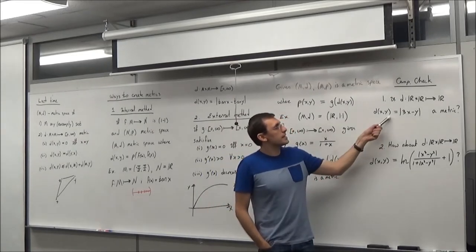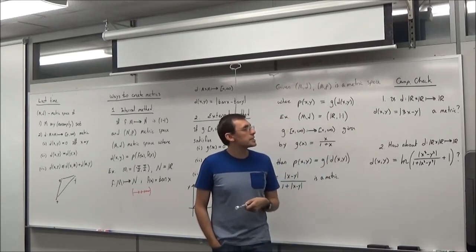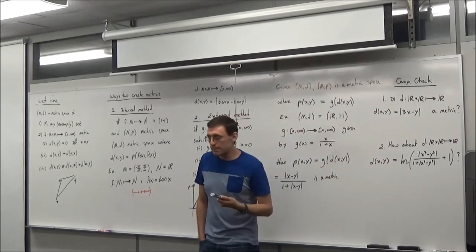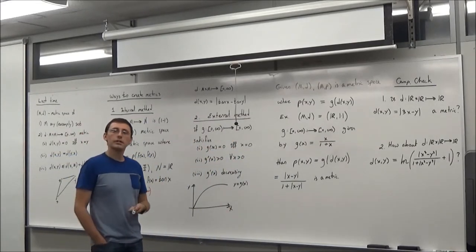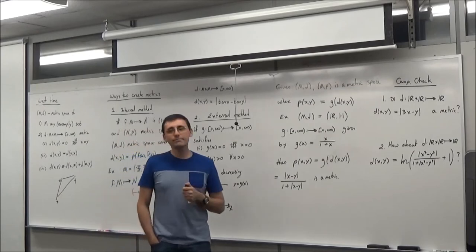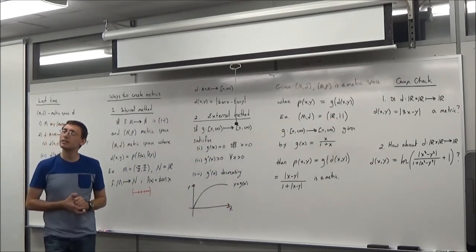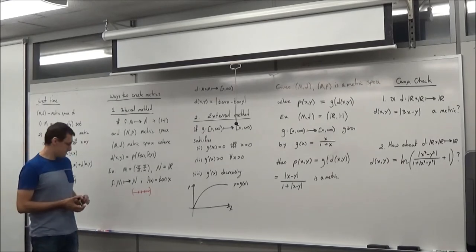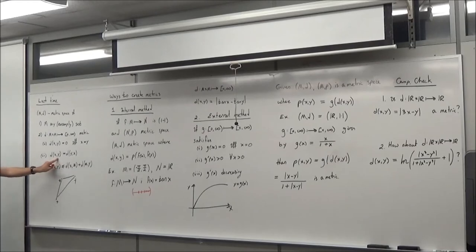So I take this as an attempted metric on R. It's the absolute value of 3x minus y. Will this possibly work as a metric on R? Why? Why not? Yes, please? No, because it wouldn't satisfy the second condition, that if you switch. Wonderful. Right away, it's not symmetric.